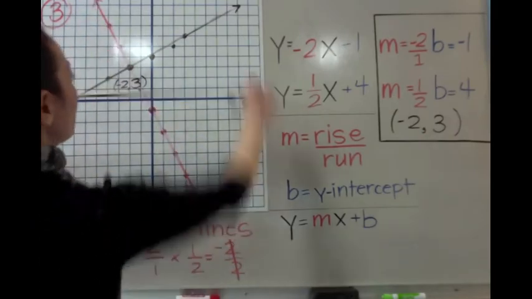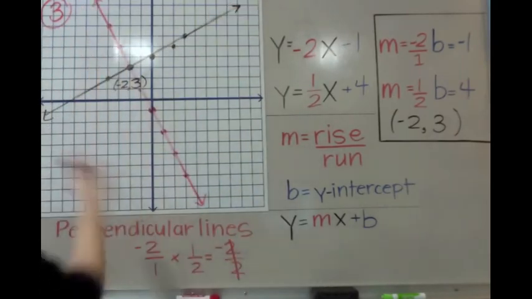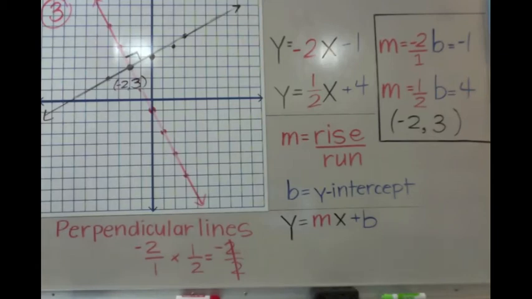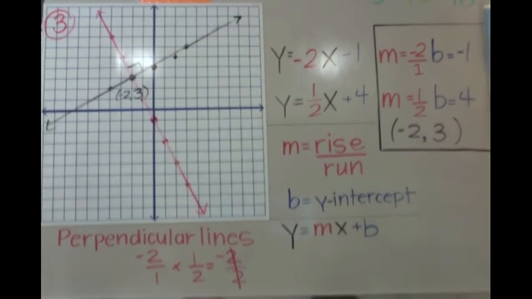Notice, too, these are perpendicular lines. They're going to intersect at what we call 90 degrees. This is a right angle, 90-degree angle, like the corner of a box. So go ahead and get that down.